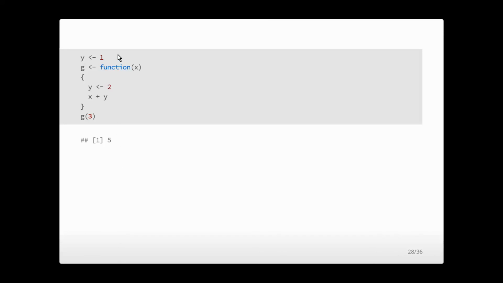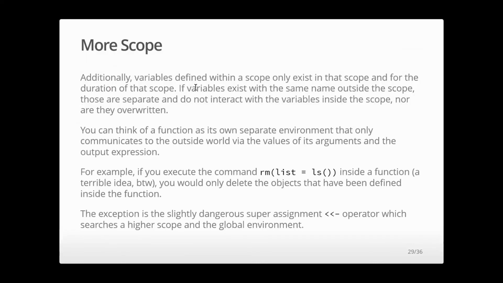This assignment of 2 to y does not interact with the y out here. What happens inside the bubble just happens inside the bubble, and as soon as the function or that scope finishes, poof, it's gone. So it's written here: variables defined within a scope only exist in that scope and only for the duration of the scope. If you have y is 2 inside the function, and y equal to 1 outside, that's fine. Those are separate. They have nothing to do with each other, and they don't interact.